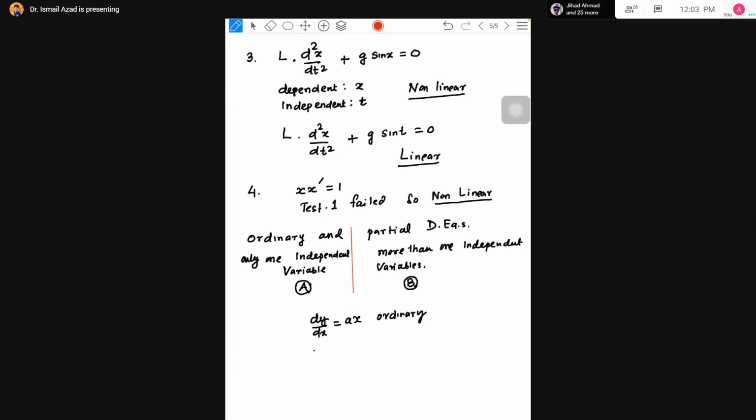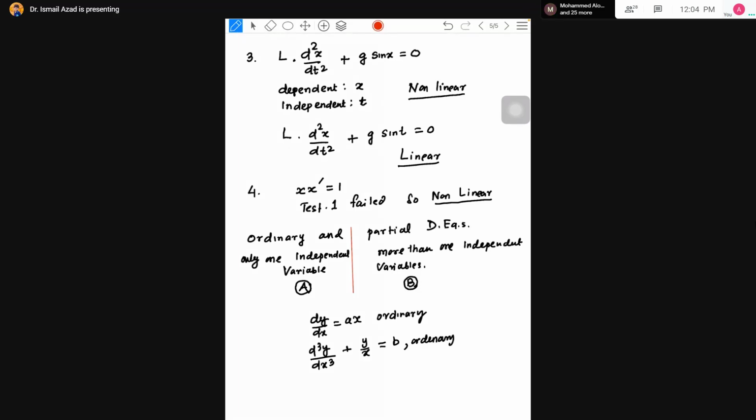One more example: d3y over dx3 plus y by x is equal to b. What is this? Ordinary. How many independent variables? We have one. So it is ordinary.